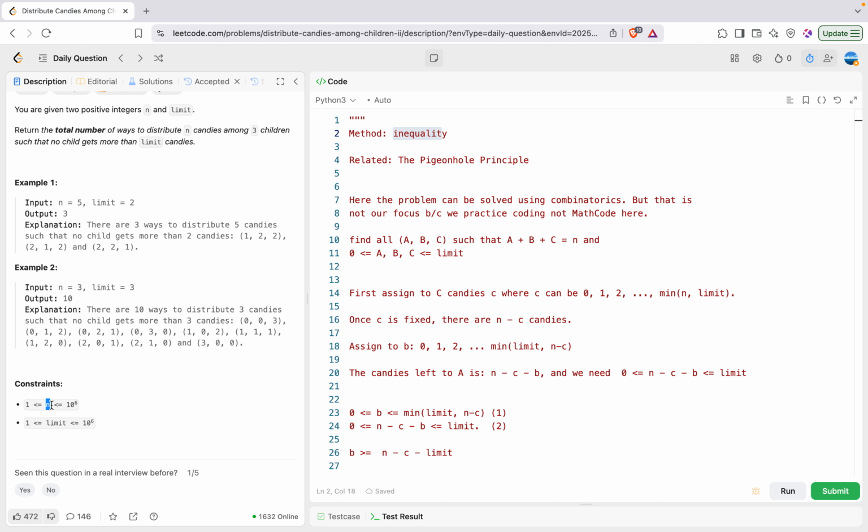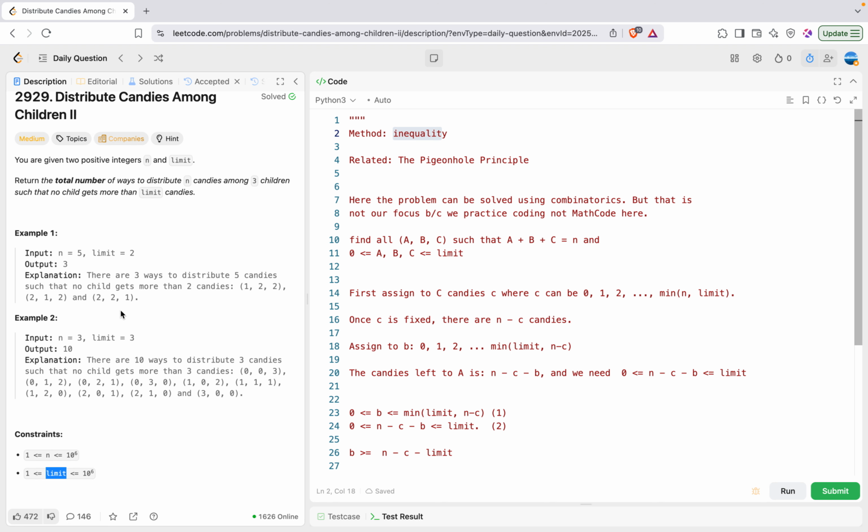First, n is bounded above by 10 to the power 6, and the same range applies for limit. If you see this problem, maybe you know there are some combinatorial ways to address it, but that's actually not our purpose here. We want to solve it using a coding way.